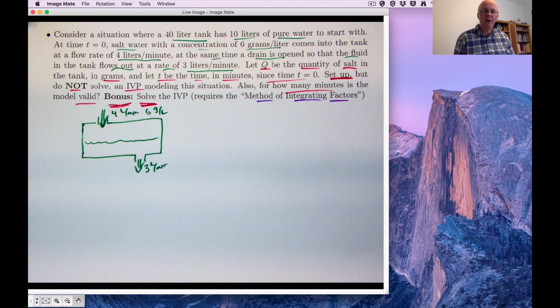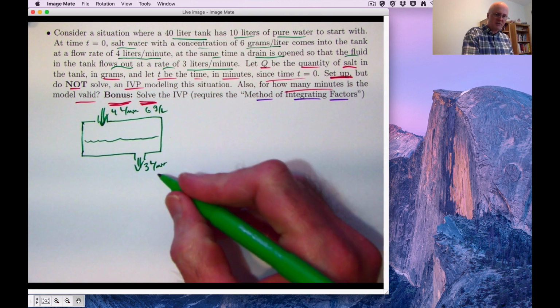In reality, if you were trying to fully model this, you'd have to take those into account and think about diffusion of salt. If there's like a fan inside the tank mixing things up really, really rapidly, this is still going to be a good approximation.